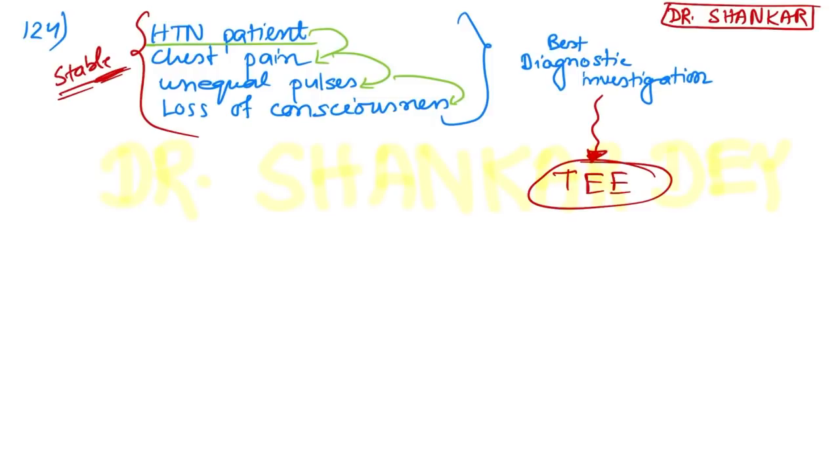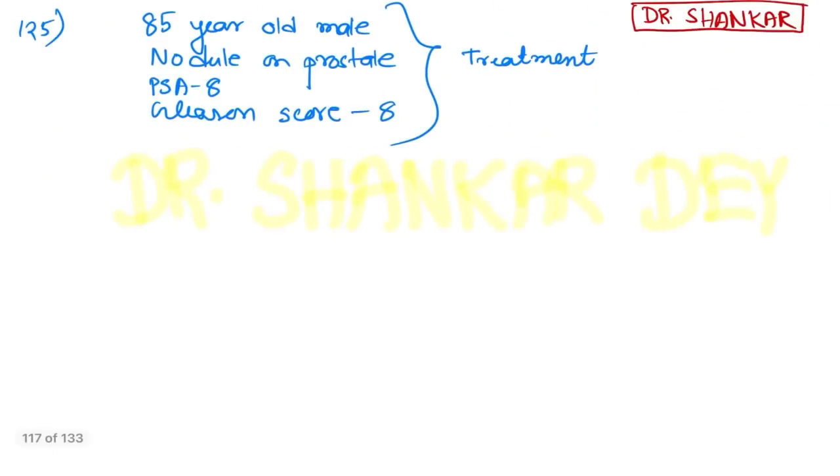So many things are there. It was a very long question, but for a stable patient, the best diagnosis I think should be transesophageal echocardiography. Next, an 85-year-old patient, nodules in the prostate, PSA 8, Gleason score 8.